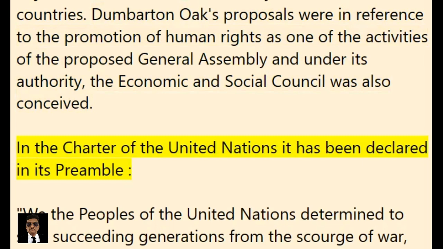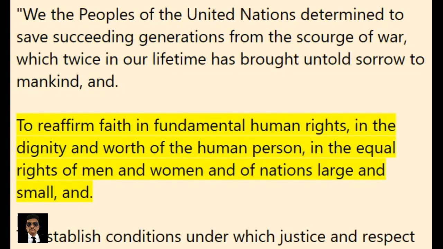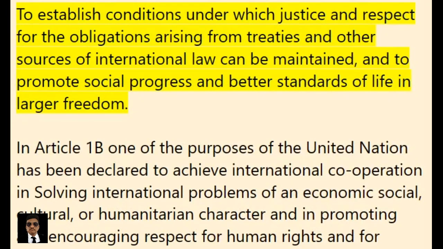"We the peoples of the United Nations determine to save succeeding generations from the scourge of war, which twice in our lifetime has brought untold sorrow to mankind, and to reaffirm faith in fundamental human rights, in the dignity and worth of the human person, in the equal rights of men and women and of nations large and small, and to establish conditions under which justice and respect for the obligations arising from treaties and other sources of international law can be maintained, and to promote social progress and better standards of life and larger freedom."